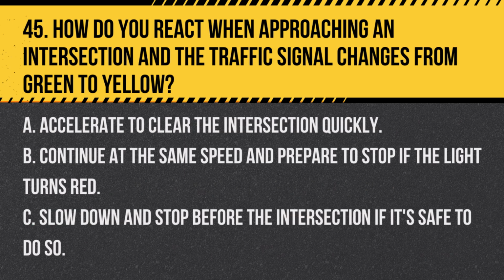Question 45. How do you react when approaching an intersection and the traffic signal changes from green to yellow? A. Accelerate to clear the intersection quickly. B. Continue at the same speed and prepare to stop if the light turns red. C. Slow down and stop before the intersection if it's safe to do so. Answer: C. Slow down and stop before the intersection if it's safe to do so. The yellow light is a warning that the signal is about to change to red.